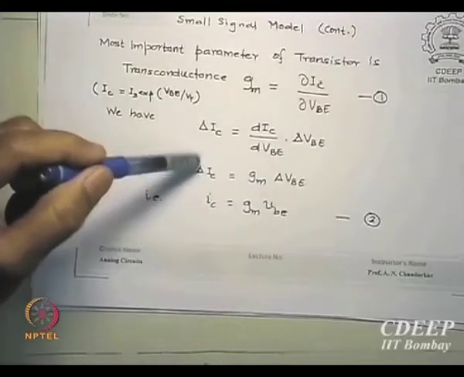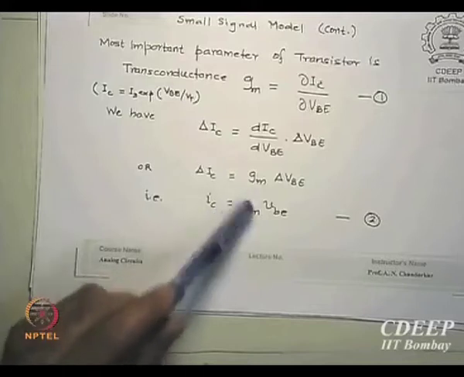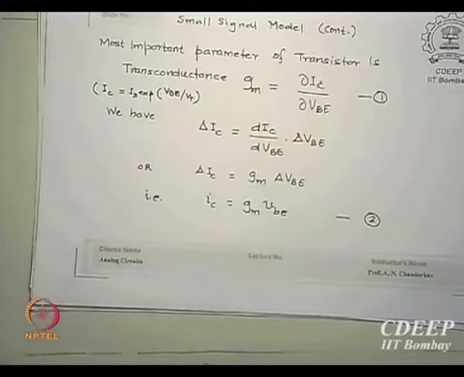So we say delta IC is what? Change in IC is what? The AC current. Total current is DC plus AC. If I subtract the DC part, what is the change is the AC part. So we say capital delta IC is nothing but the AC component. So we say small ic is gm times small vbe. This is a very important relationship for us. What is it trying to tell?